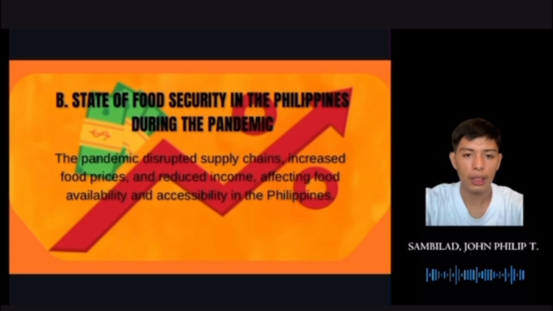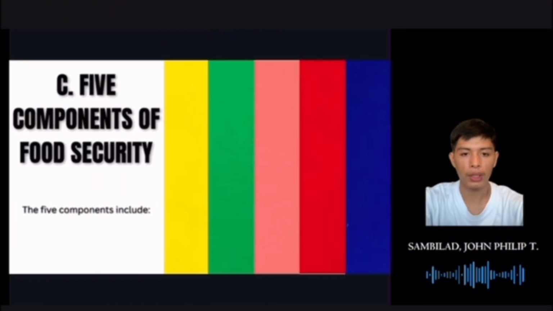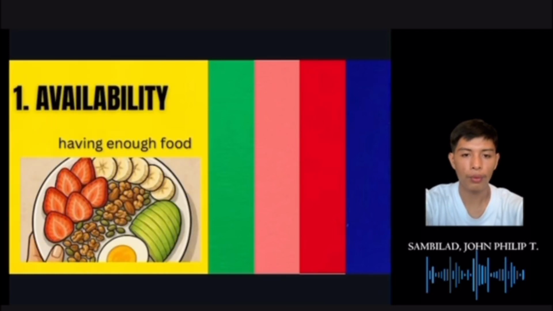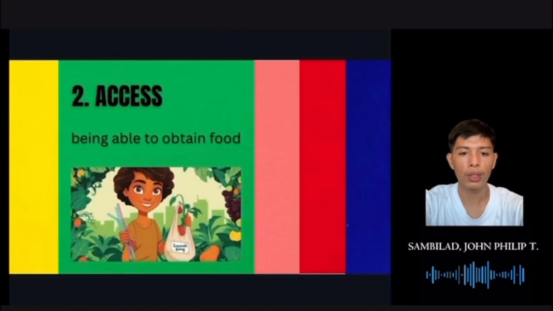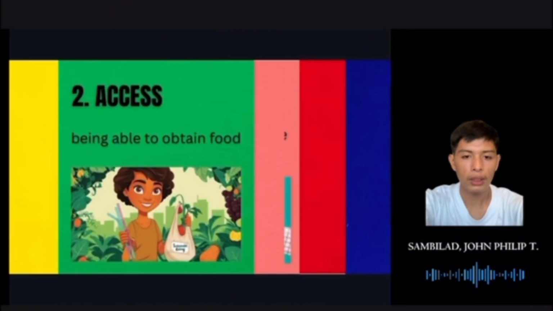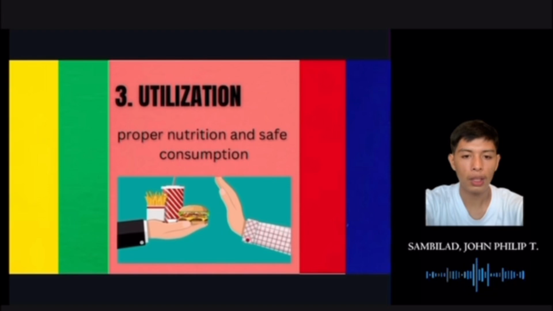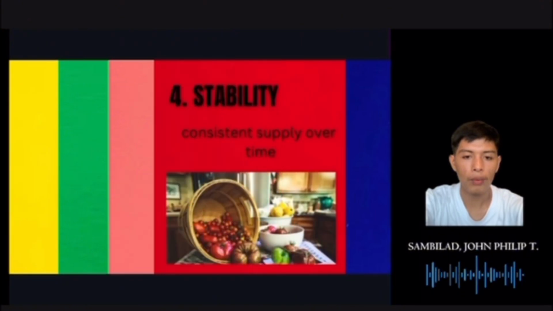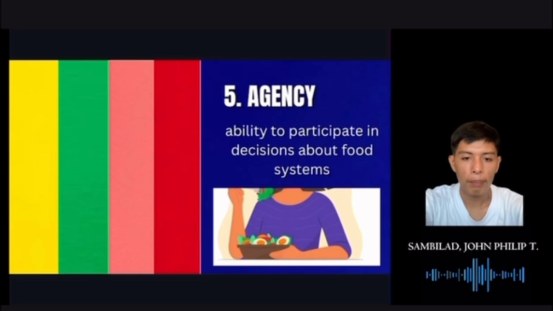And next is the 5 components of food security. The 5 components include: first is availability, having enough food. Second, access, being able to obtain food. Third, utilization, proper nutrition and safe consumption. And fourth is stability, consistent supply over time. Last is agency, the ability to participate in decisions about the food system.